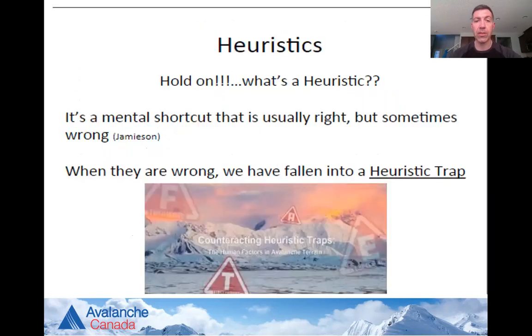So heuristics. First of all, hold on, what's a heuristic? A heuristic is a mental shortcut that is usually right, but sometimes wrong. When you're wrong, we have fallen into a heuristic trap. I'll give you an example of driving home, okay? Let's say you drive to and from work, and you've been driving the same route every day for 5 years, and it's an hour journey. I can guarantee that sometimes you'll get home and you'll be parking your car up and you'll go, how did I get home? I've been on autopilot the whole time. That's an example of heuristics working well for you, okay?